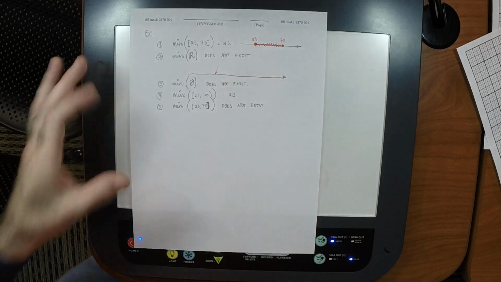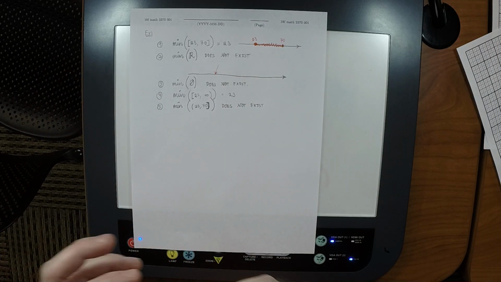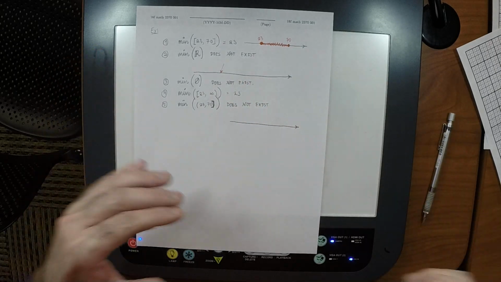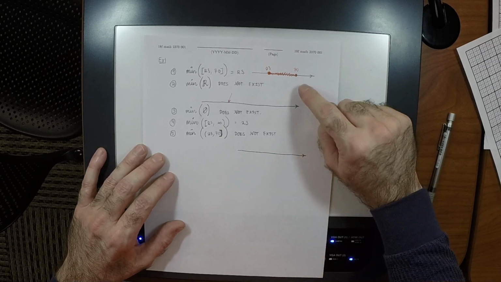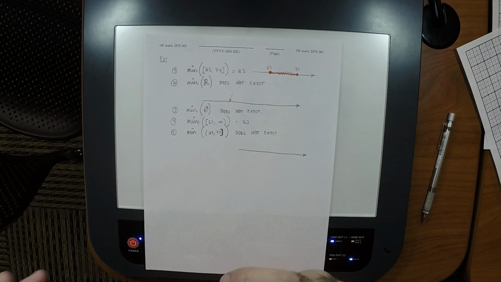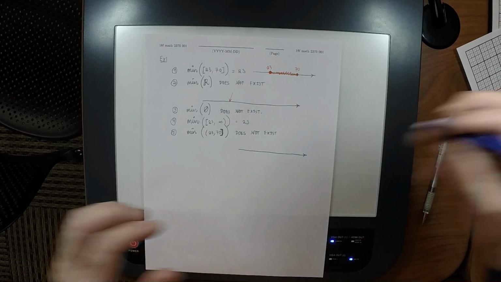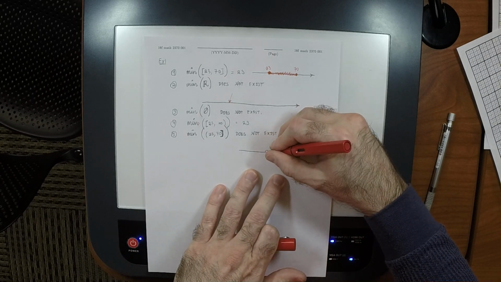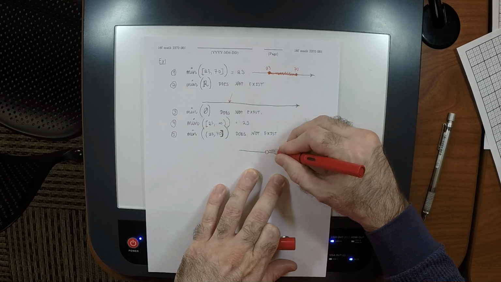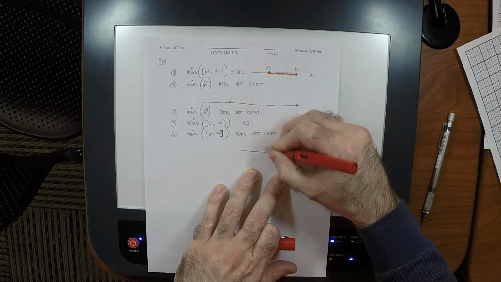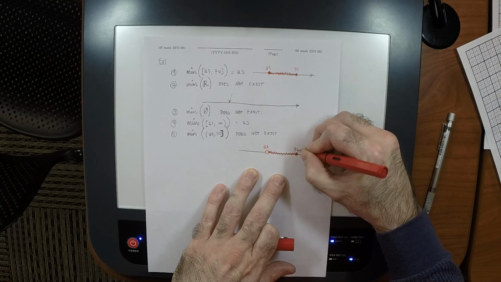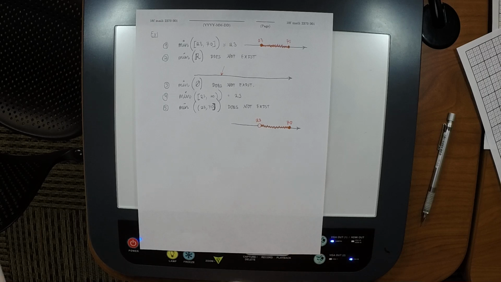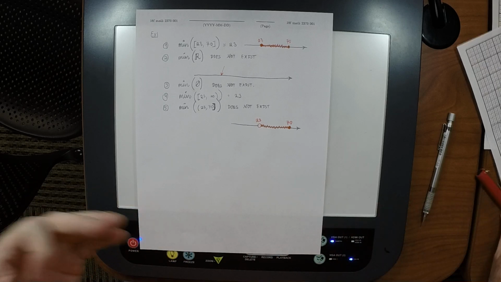Now, let's be clear about the non-existence of the minimum for this set. I'm going to draw the set, and it's going to look quite similar to that one, with one difference. What is that? Open circle at 23, right? So why can we not say that 23 is the minimum? It's not in the set, right?